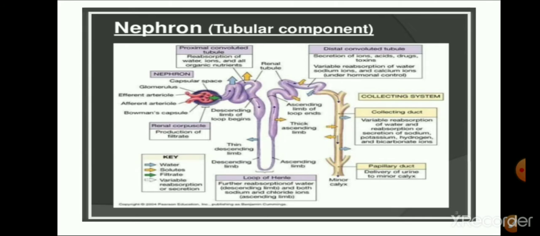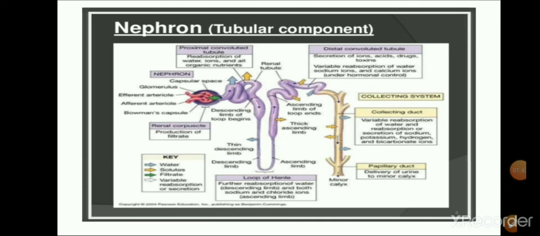Then we have the renal tubule. The Bowman's capsule opens into the renal tubule. The renal tubule has two ends. One is proximal and the other is distal. It also has two loops. One is the descending loop and the other is the ascending loop. The proximal convoluted tubule, in this the reabsorption of water, ions and all other organic substances takes place.